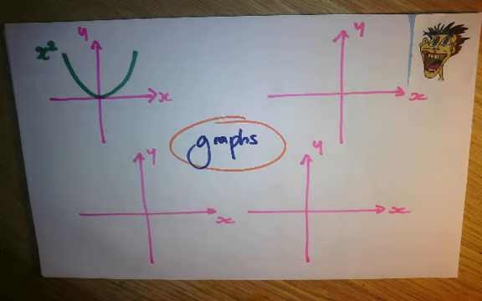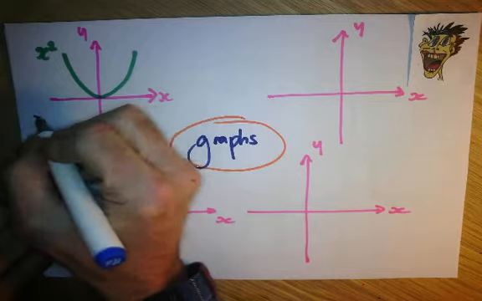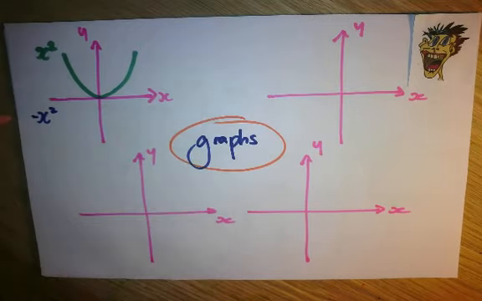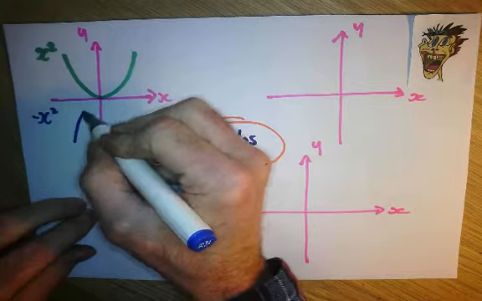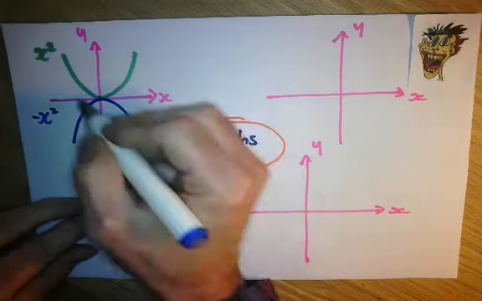But with that, what about minus x squared? Well, if it's on the outside, it means it reflects in the x-axis. What was a plus 4 on the y becomes a minus 4. So it looks like that. A reflection.